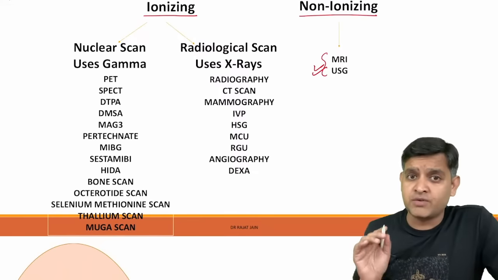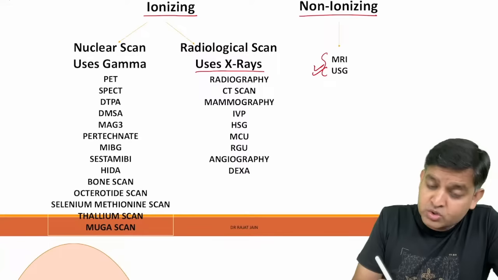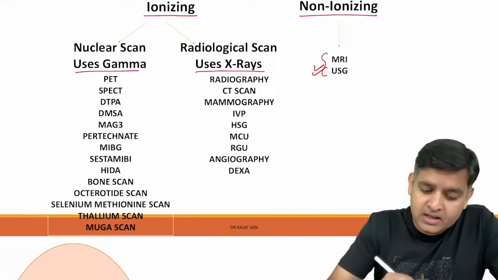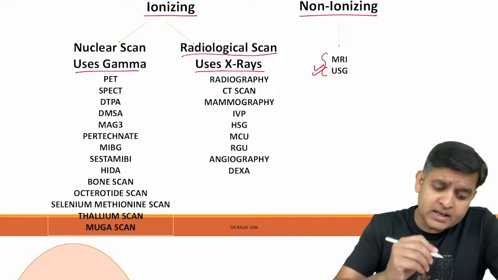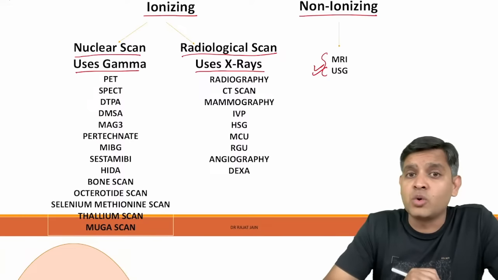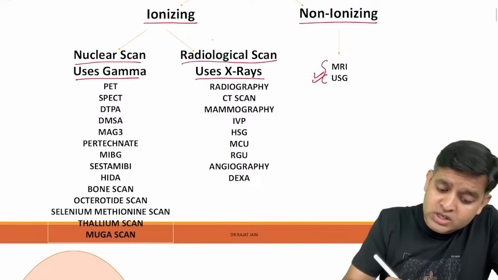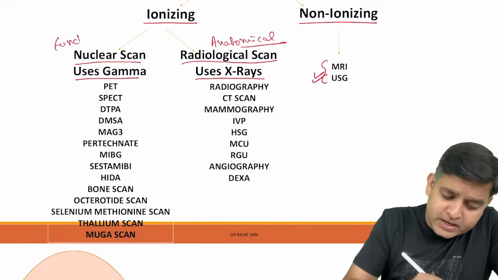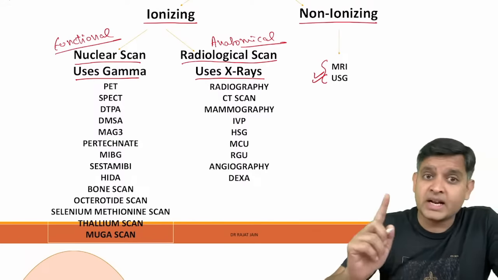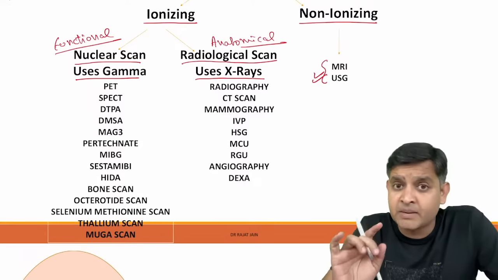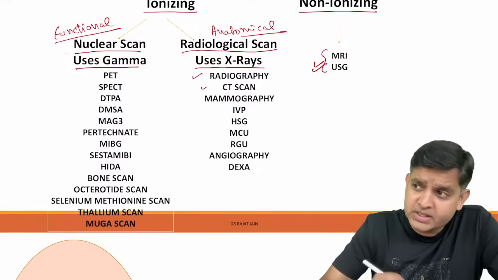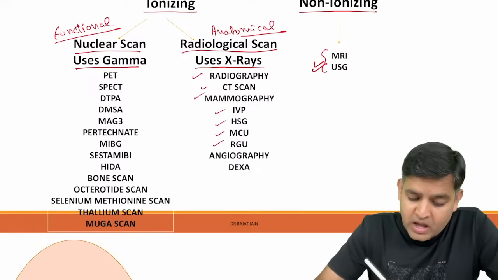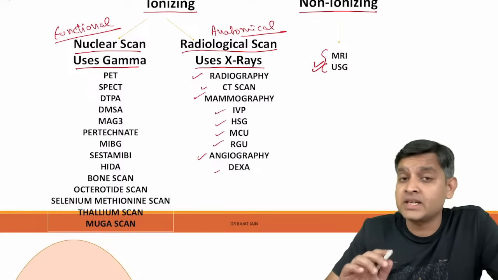In ionizing radiation, there are certain investigations which use X-rays, and certain investigations which use gamma rays. The investigations that use X-rays are called radiological scans, and those that use gamma rays are called nuclear scans. Radiological scans are anatomical scans, whereas nuclear scans are functional scans. Examples of radiological scan: radiography, CT scan, mammography, IVP, HSG, MCU, RGU, angiography, DEXA.